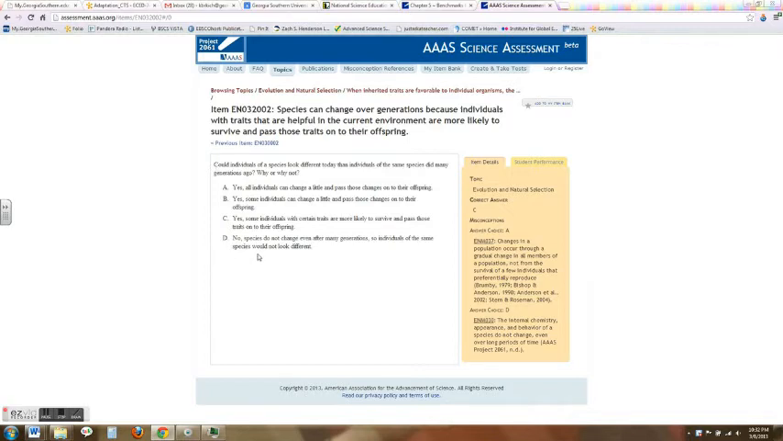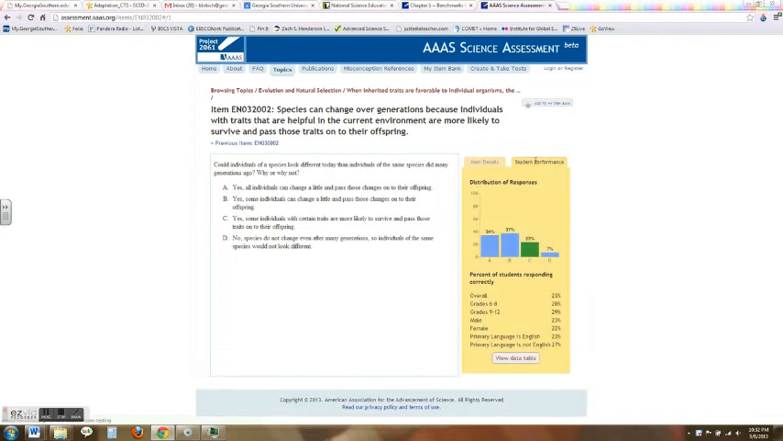Now, if we want to know more about this 20% or this idea, we can click on it, and it will open up a sample multiple choice question that was asked of those middle schoolers. Could individuals of a species look different today than individuals of the same species did many generations ago? Why or why not? And we get some information over here. The correct answer was C. Answers A and D were written to address common misconceptions, and we'll be talking more about these in the 3rd part of our curriculum topic study.